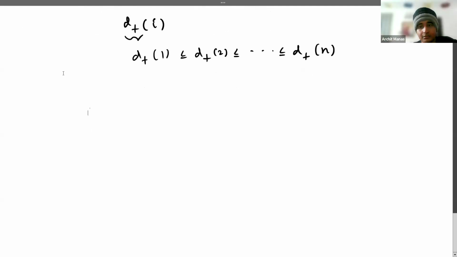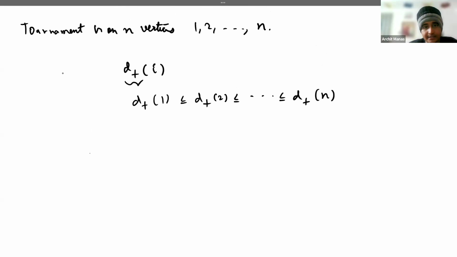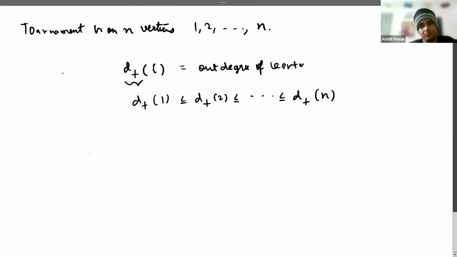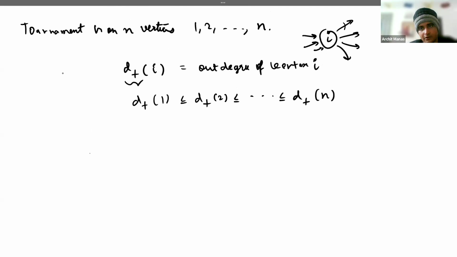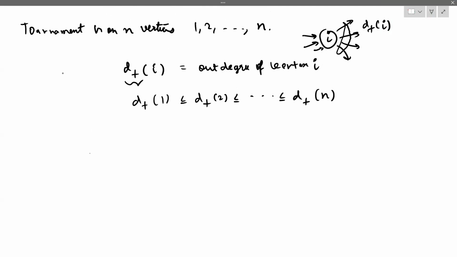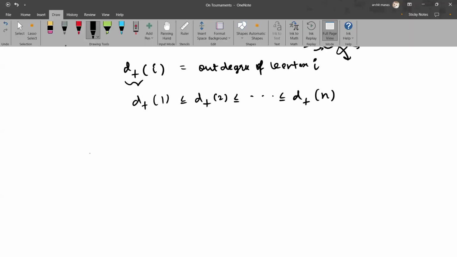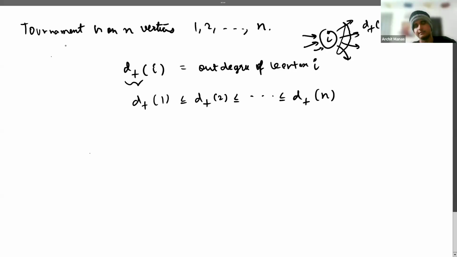So what is d plus again? d plus of i is the out degree of vertex i. What that means is if this is i, then there's a couple of edges that leave and there's some that come in. So the count of these is d plus of i. I thought the out degree is the same, but actually the degree of all the vertices is the same, and the out degree and in degree may be different, right? Yes. I mean, they could be the same, but they're not guaranteed to be all the same.